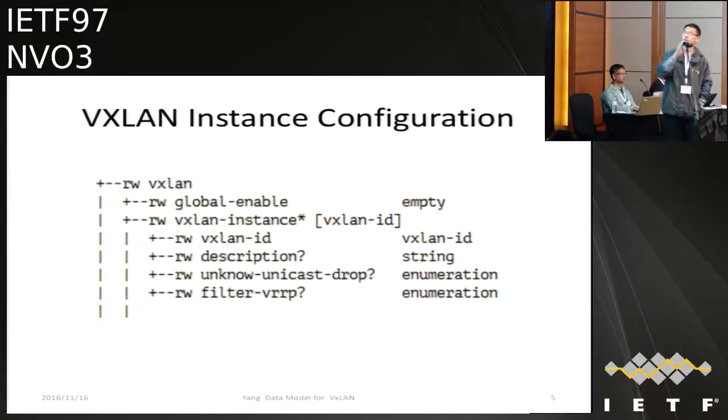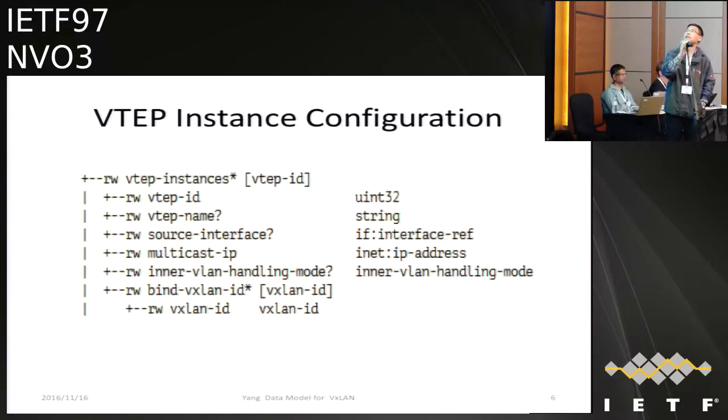We will configure the global enable, and we will have the list of VXLAN instances. The key of the VXLAN instance is the VXLAN ID, and we also have the description node, the unicast drop, and the filter VRRP node. So this is the VXLAN instance configuration. Next is the VTAP instance.